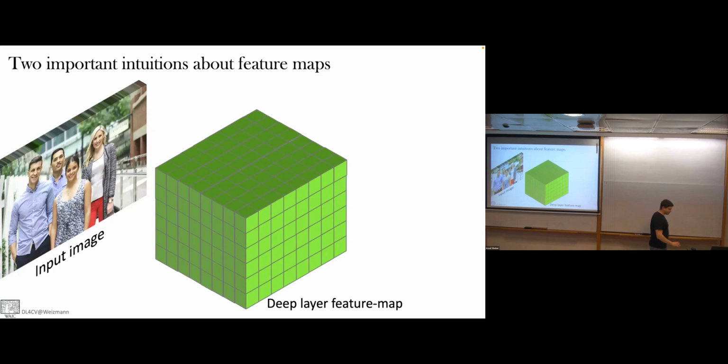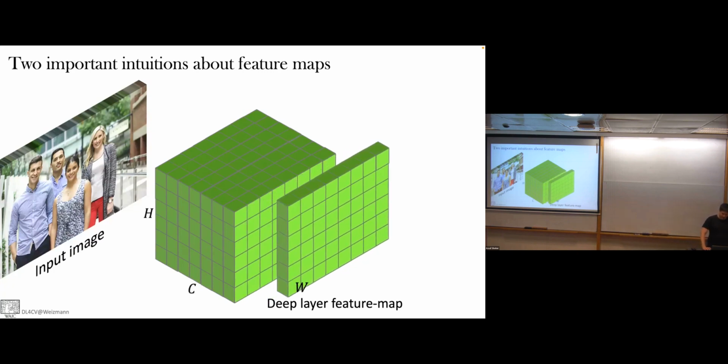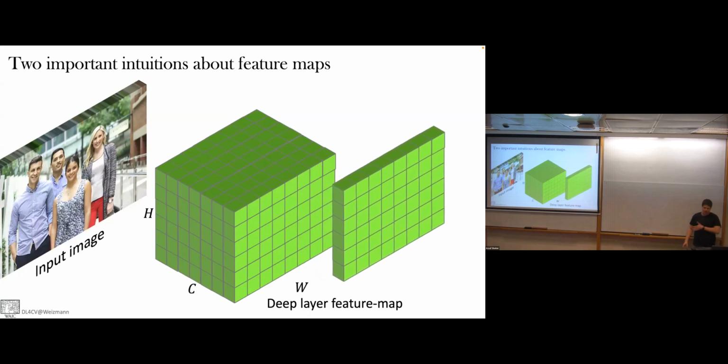And I want us to consider two intuitions about the meaning of this creature here. So one thing I want to examine is what if we just take this one channel out of this feature map. Let's examine just this. And for example, it could be, let's say this is deep somewhere in the network.